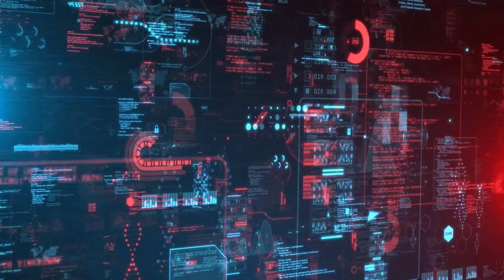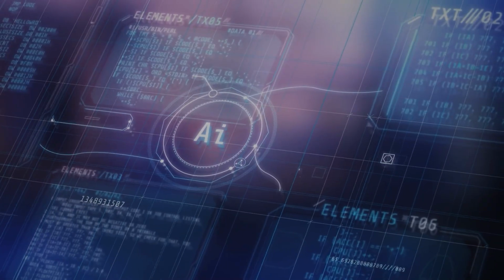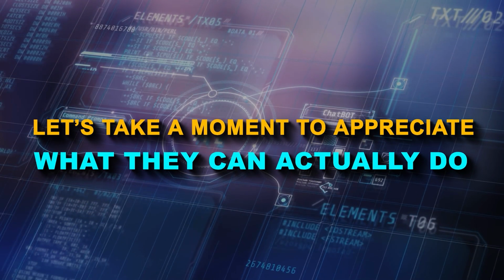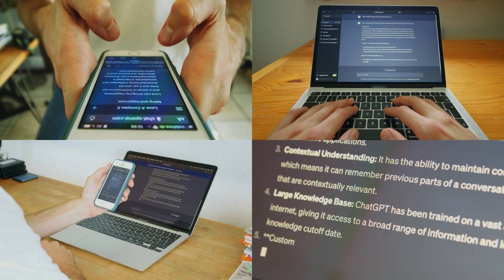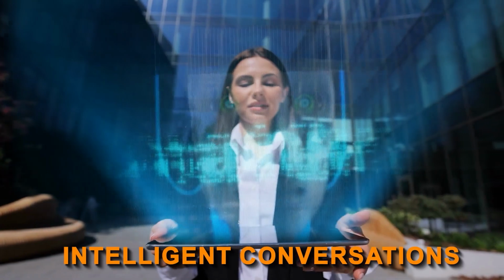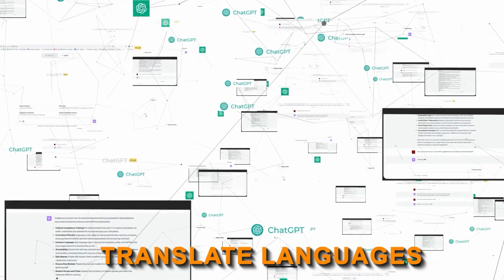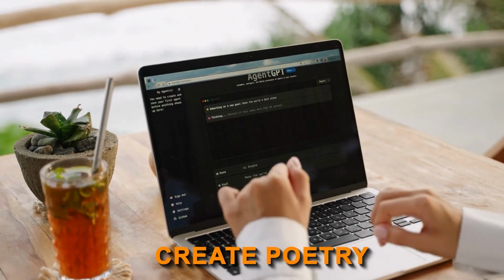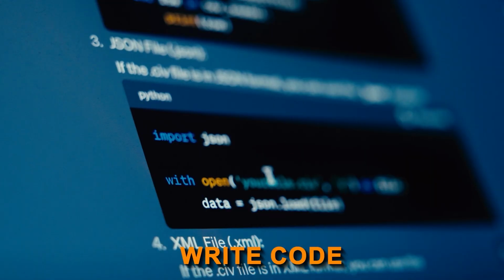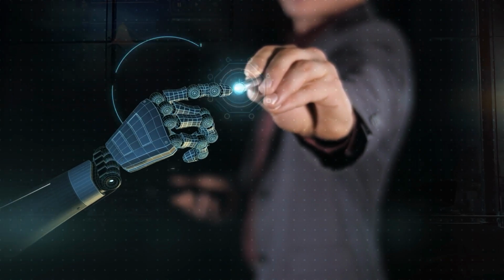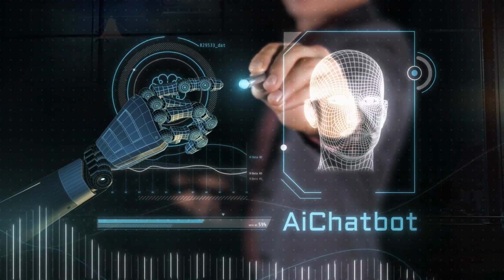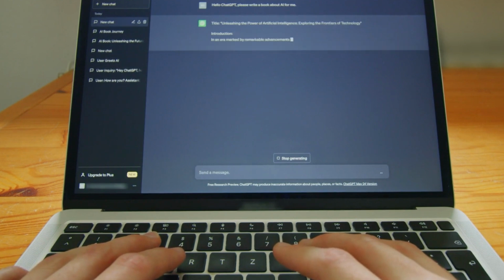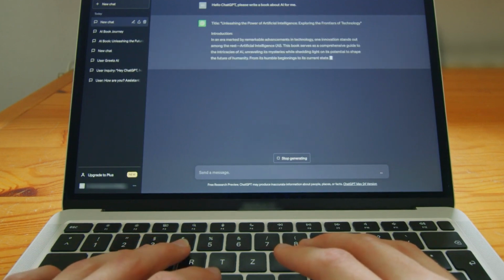What language models can do. Now that we understand the building blocks of these models, let's take a moment to appreciate what they can actually do. ChatGPT and similar models are incredibly versatile. They can have intelligent conversations, translate languages, write essays, create poetry, summarize articles, and even write code. In short, these models are revolutionizing how we interact with technology. You can ask them anything, and they'll give you detailed, contextually relevant responses.